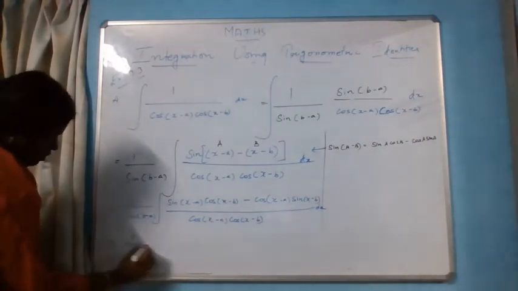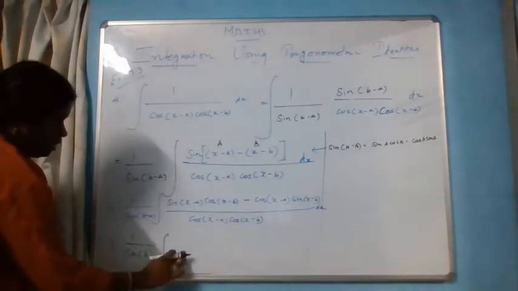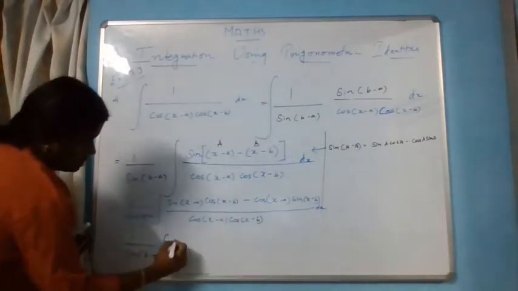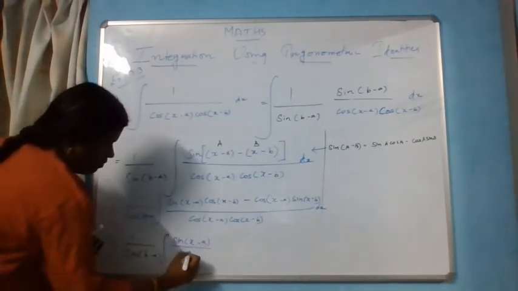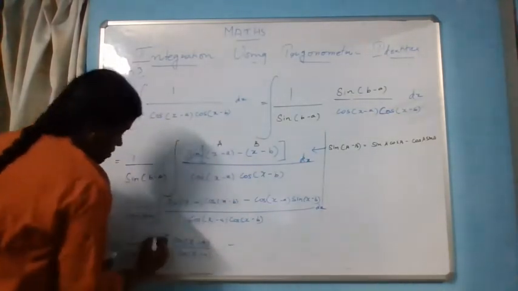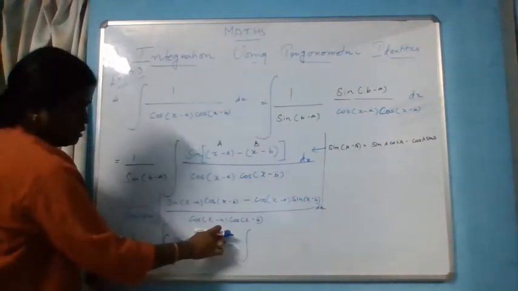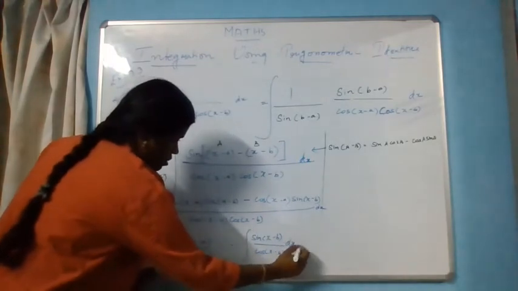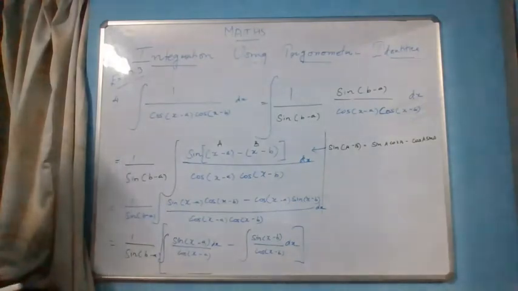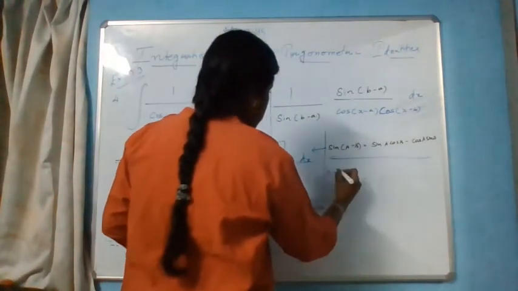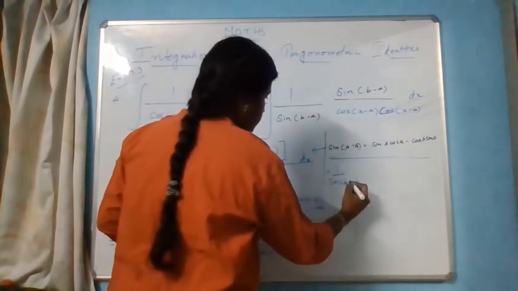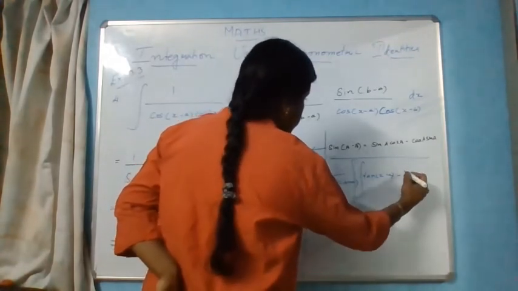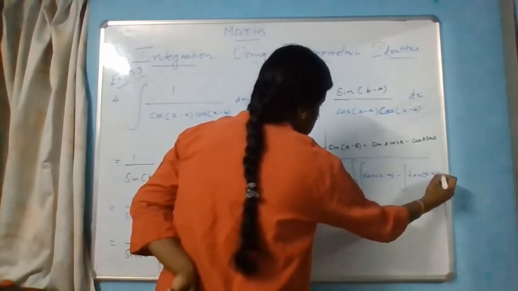So this once again becomes 1 by sine of b minus a into integral, what is this? Sine x minus a cos x minus b, minus cos x minus a sine x minus b. So when I split the terms, these terms will get cancelled. I will be left out with sine x minus a by cos x minus a, and then once again when I split these two terms, I will be left out with sine x minus b by cos x minus b into dx. Okay, this is clear. So now what is this actually? It's nothing but 1 by sine b minus a into integral of tan x minus a, minus integral of tan x minus b dx.